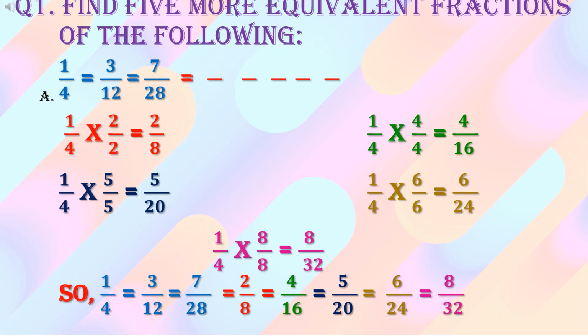First of all, we will multiply 1/4 by 2/2. 1/4 के न्यूमरेटर और डिनोमिनेटर दोनों को हम 2 से मल्टीप्लाई करेंगे. In result, we will get the fraction 2/8. 1 multiplied by 2 is equal to 2 and 4 multiplied by 2 is equal to 8. So in result, we will get the numerator 2 and denominator 8 and the fraction will be 2/8.